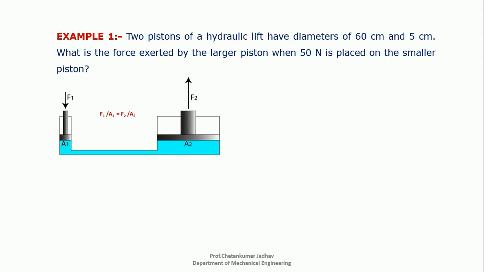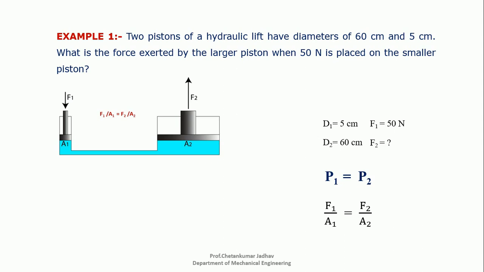As per the given data, the diameter of the smaller piston is D1, that is 5 cm. The diameter of the bigger piston is D2, that is 60 cm. F1 is equal to 50 Newton, which is acting at the smaller piston. We need to find the force exerted at the bigger piston. Then as per Pascal's law, pressure at the smaller piston is equal to pressure at the bigger piston, that is P1 equals P2. Then we can write F1 by A1 is equal to F2 by A2.